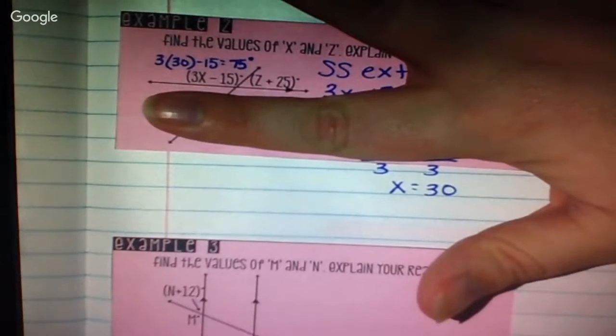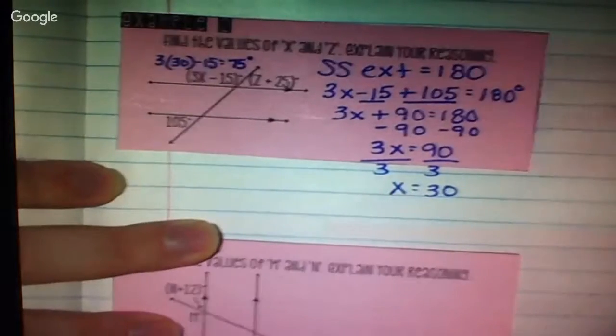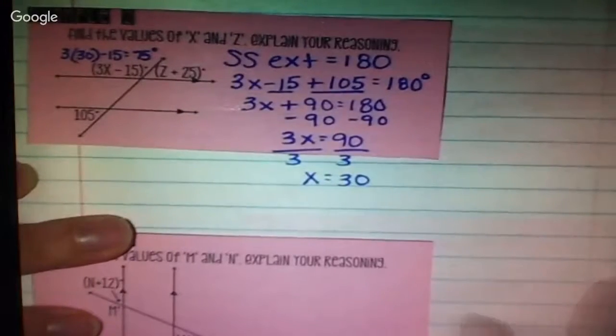Equal, same. Begins with an L. Linear. Linear pair. These are a linear pair. I don't care if you just tell them they're supplementary, that's fine, but these are technically a linear pair. So now I have a linear pair. Let me scoot this over a little bit.